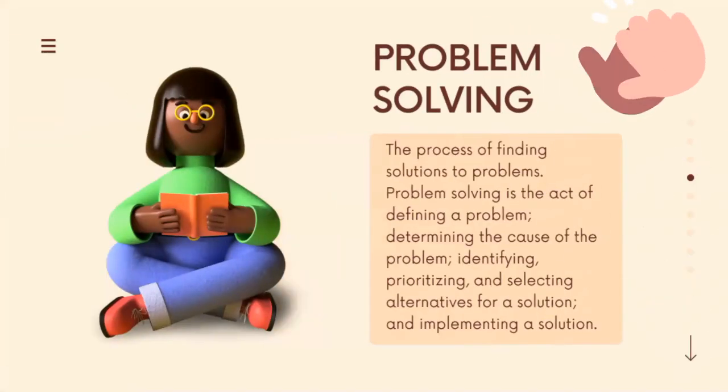The next one is problem solving, that is the act of defining a problem, determining the cause of it, identifying, prioritizing, and selecting alternatives for a solution. This requires quickly identifying the underlying issue and implementing a solution. Problem solving can have like 5 steps to follow.